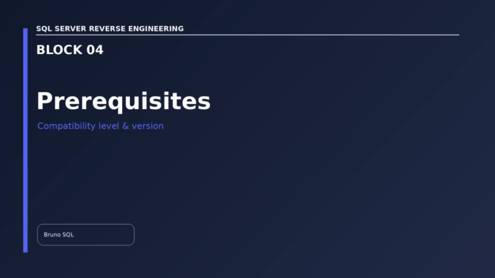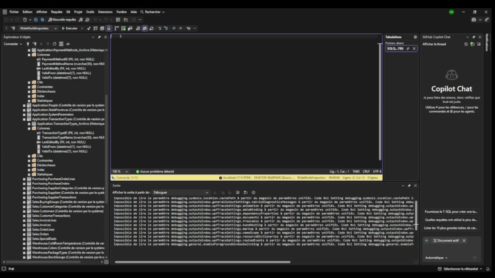Before we start, one quick prerequisite. SQL Server features depend on the database compatibility level. We will use some queries like STRING_AGG with WITHIN GROUP (ORDER BY) to reconstruct keys and join conditions. So I need to make sure the database compatibility level supports that. Because nothing says fun audit like a syntax error five minutes into the video. So let's take a quick look.